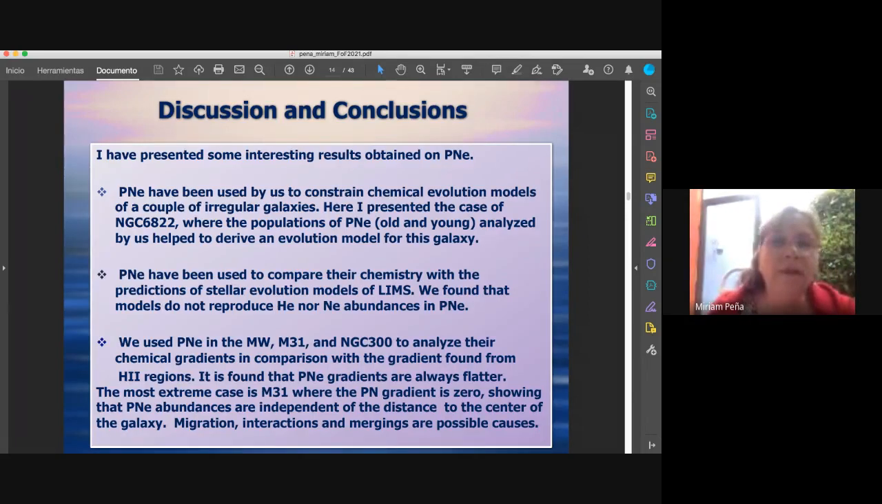Discussion and conclusions. I have presented some interesting results obtained on planetary nebulae. PNe have been used by us to constrain chemical evolution models of a couple of regular galaxies. Here I presented the case of NGC 6822, where the population of planetary nebulae, old and young, analyzed by us helped to derive an evolution model for this galaxy.